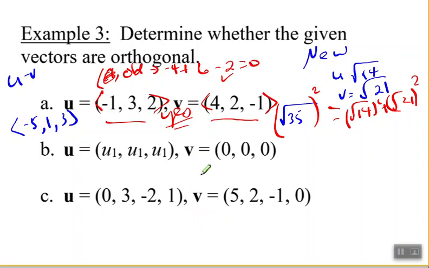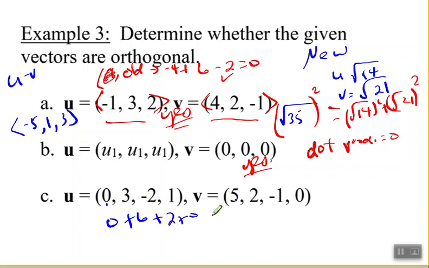Are those 2 vectors orthogonal? Yeah, they are, because the dot product is 0. What about this one right here? Are they going to be orthogonal? So if I take the dot product, that's going to be 0 plus 6 plus 2 plus 0. That answer is no. So it's the same thing that everyone did a great job on before on the prior test.